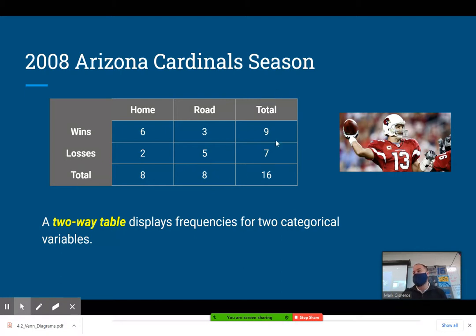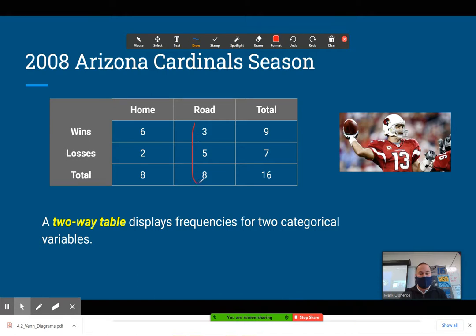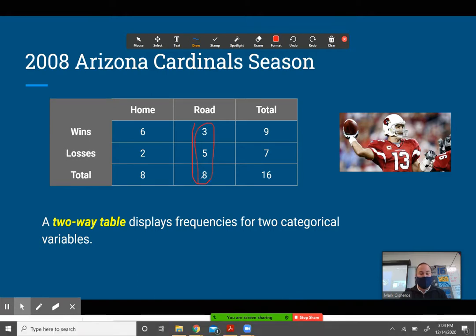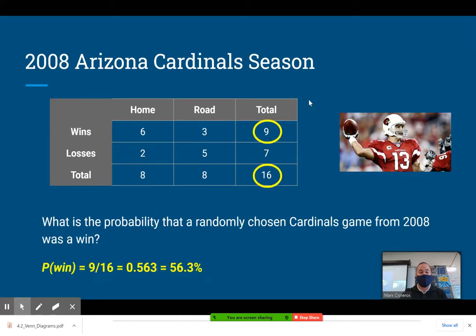Have you seen tables like this before, where you add up everything in the same column and get the total at the bottom? For example, this right here is added together: 3 plus 5 is 8. But also this right here is added together: 6 plus 3 is 9, and that's where the total comes from. The total in the bottom right corner is always the total of the rows and the columns together. So that's what this practice got you through.